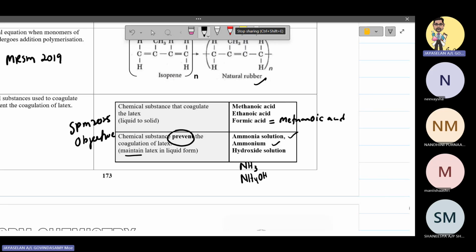Now we will do one experiment. If let's say you punya nasib, macam ni. Once you all are done, let me know. The coagulation of latex, I go next week, lah.